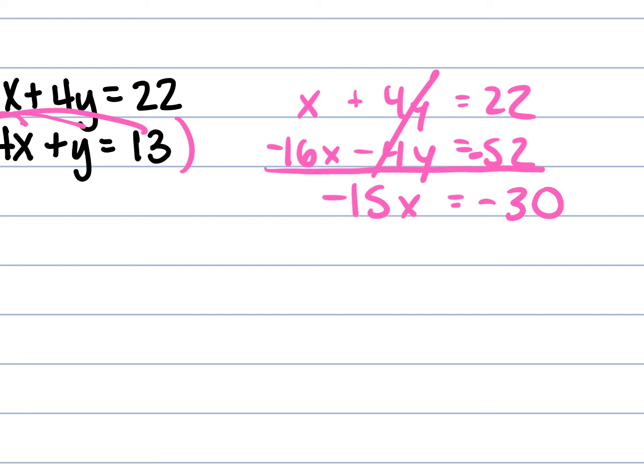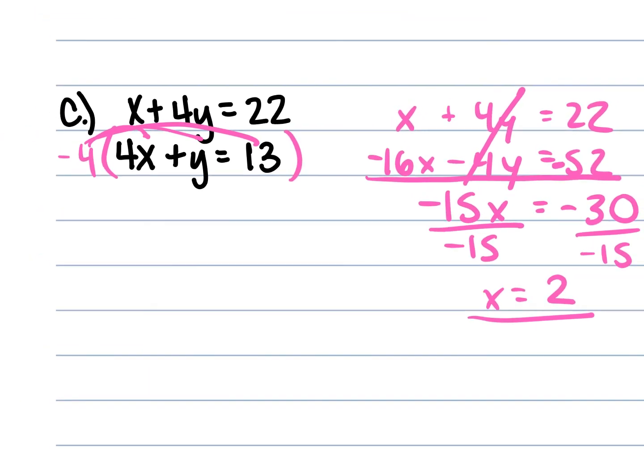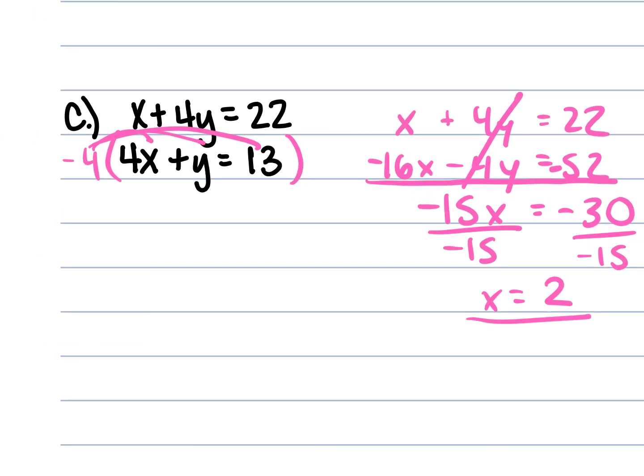Now, how do I solve for x? Divide by -15. So it's -30 divided by -15. +2. So x is equal to 2. So that's half my answer. How do I find the other half? Plug the 2 into the x on the top.